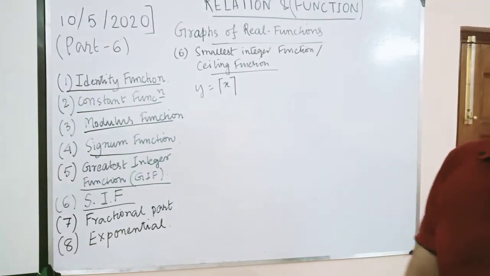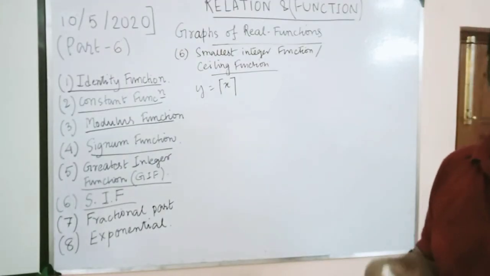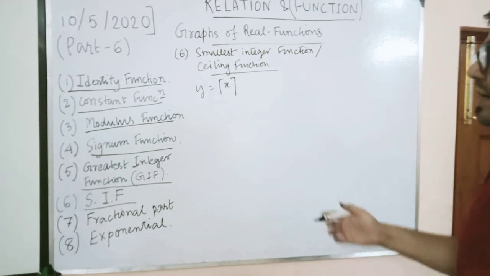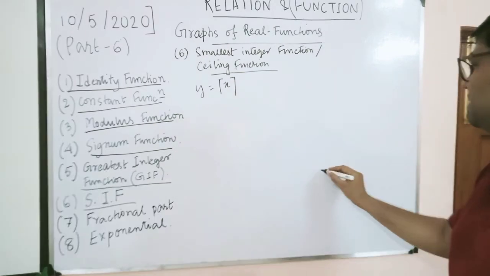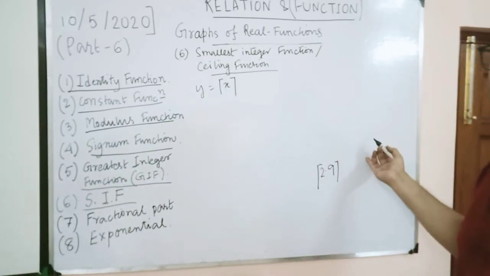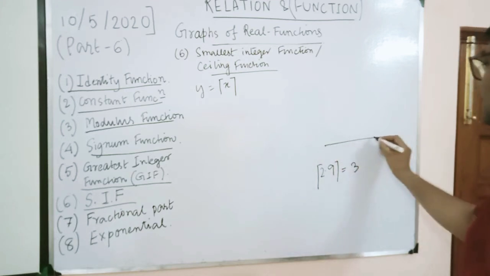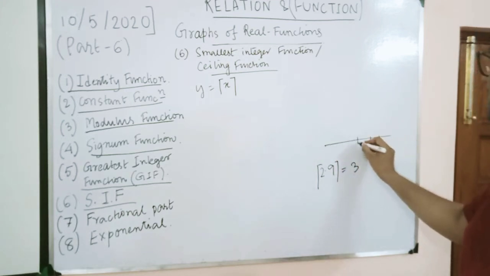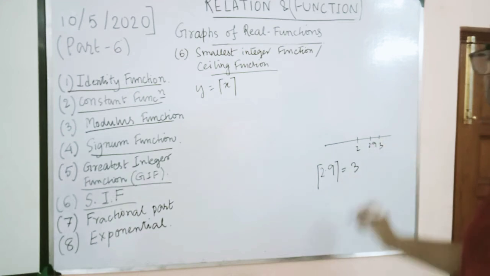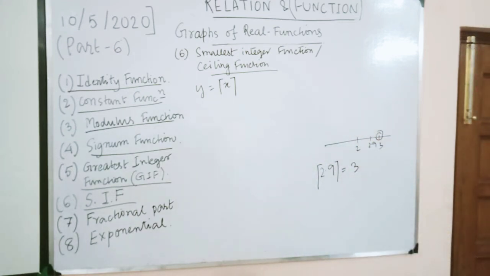Now, what does it mean? It's the opposite of what we got in the greatest integer function. If you get 2.9, it will be considered as the right-hand side integer, so it will be 3. I told you, for 2.9 you get two integers on the two sides. For the smallest integer function, you have to take the right-hand side integer.